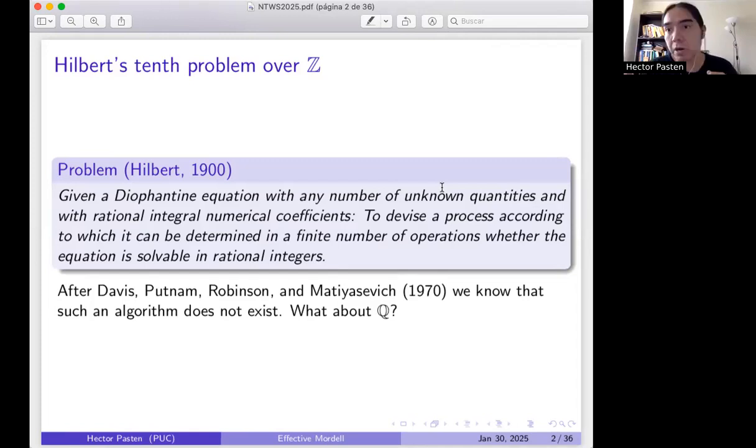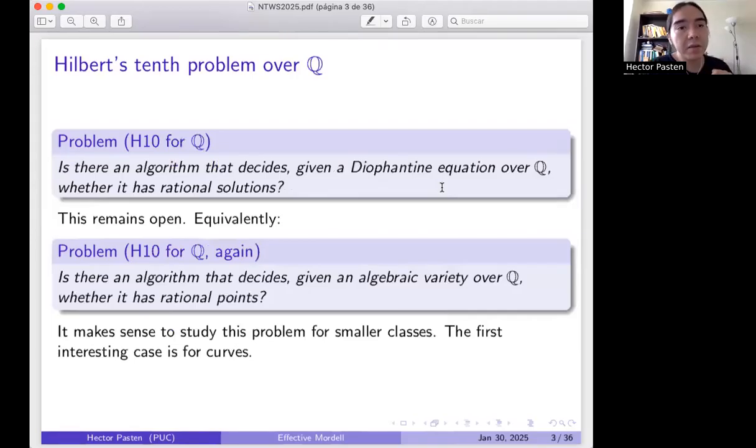And what about the rational numbers? Because after we know what's going on with the integers, we want to go to the rational numbers. And in this setting, the problem remains open. We ask for the existence of an algorithm that decides whether or not our Diophantine equations have rational solutions. There is an equivalent way to state this. Given an algebraic variety defined over Q, let it be affine or projective, and at least you have to consider affine, is it true that we can decide the existence of rational points?